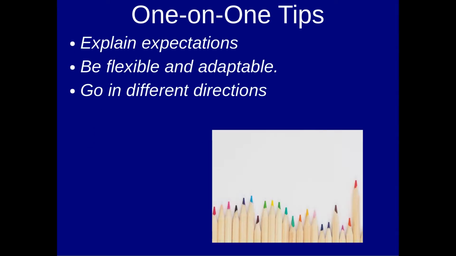Now, in order to have success working one-on-one, there are several things you can do. If you look at the first bullet here, we talk about explaining the expectations. So just like when you deal with a larger class, you have to lay down the rules and the guidelines for what is expected and how things are going to be done. But having said that, you must also keep in mind bullet number 2 here, which is being flexible and adaptable.